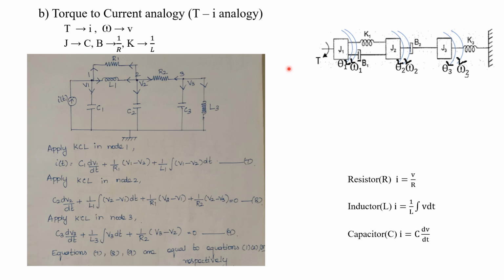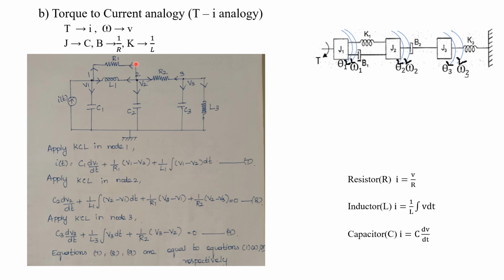Now here K1 as well as B1 are connected between J2 and J1. K corresponds to L. This is already connected between node 2 and node 1, as are K and B. The B is nothing but R, isn't it?